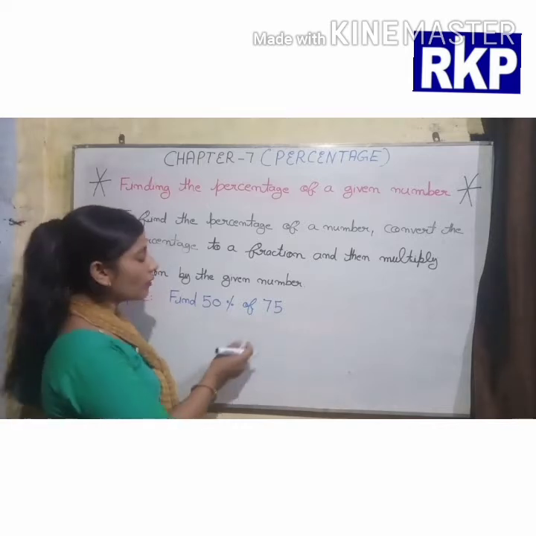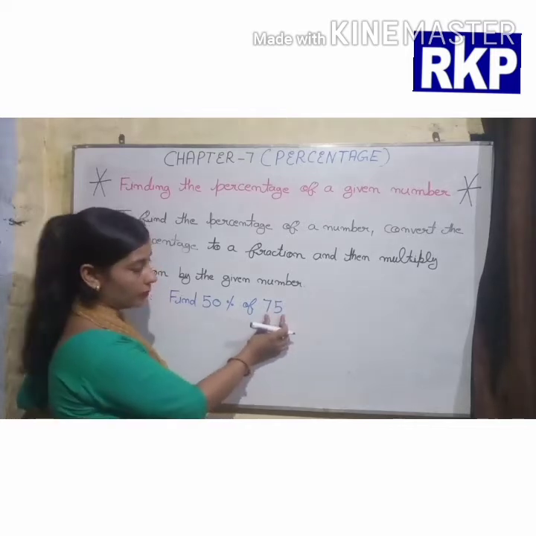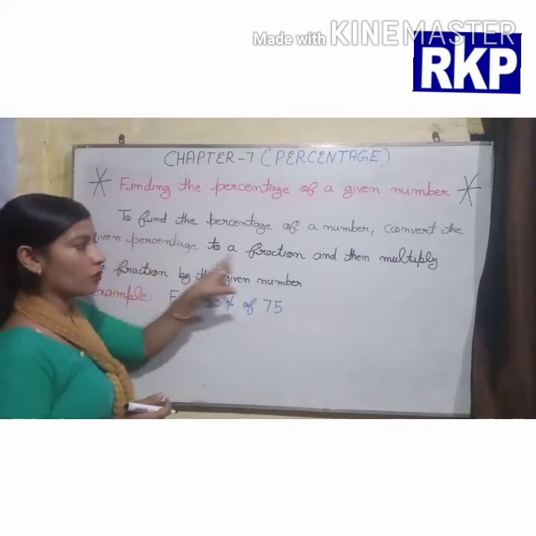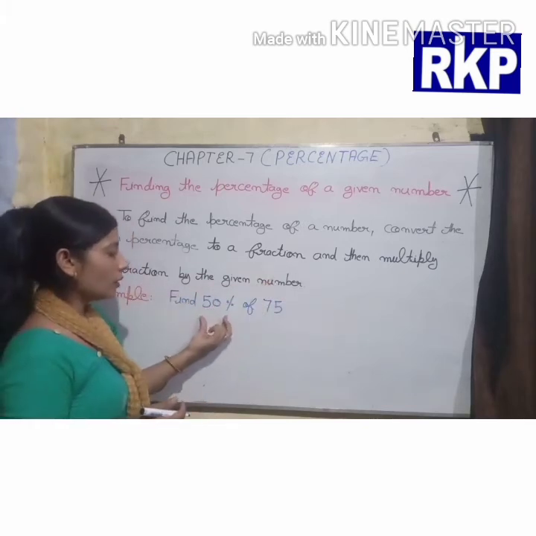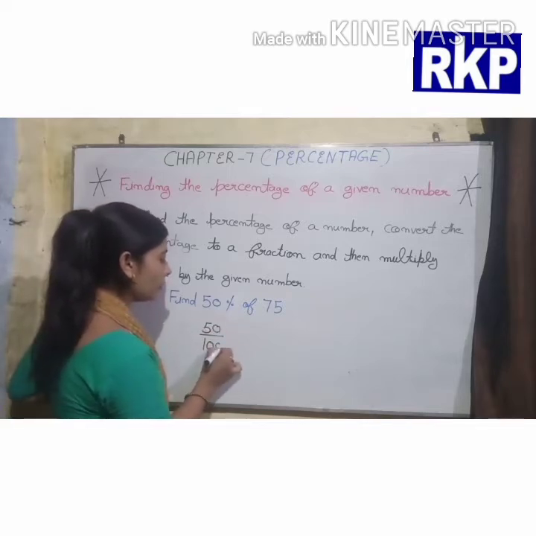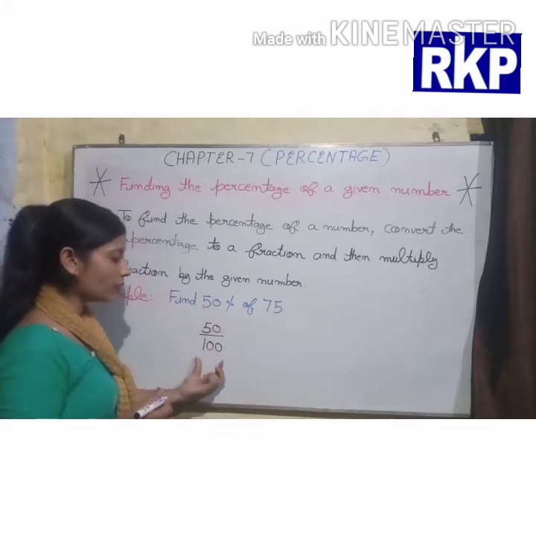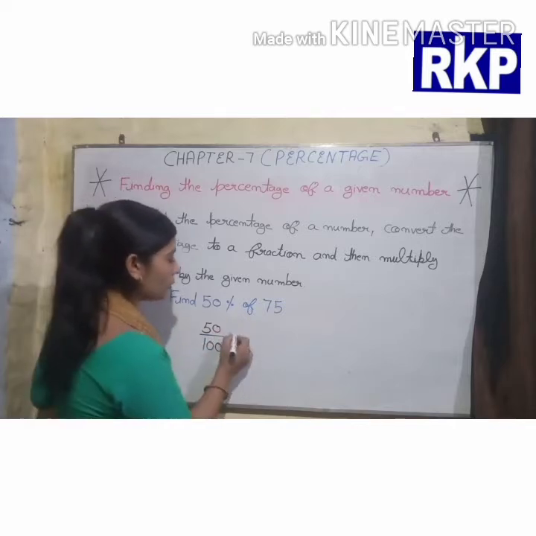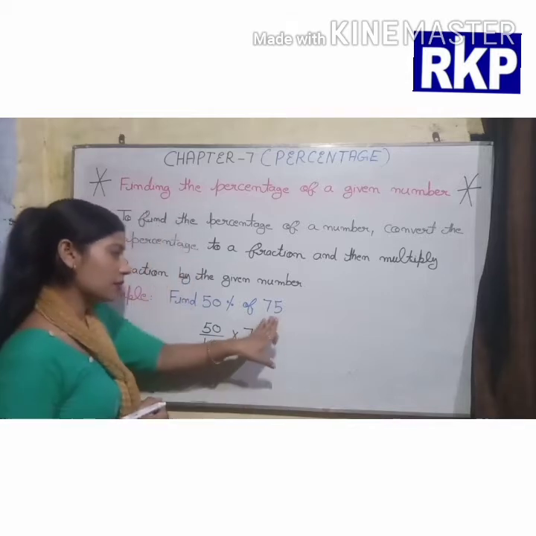Now students, let us take one more example. Here we have to find out 50% of 75. According to the rule, beta, first of all we have to convert the given percentage to a fraction and then multiply the fraction by the given number. So here 50% is given. 50% is equal to 50 by 100, which means 50 out of 100. So here we write 50 by 100 and at the place of this "of" we put the sign of multiplication and then we write 75, the given number.